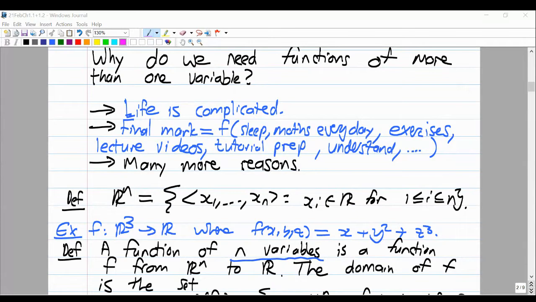If you've just joined, before we can do multivariable calculus, we've got to talk about multivariable functions. A multivariable function is a function of n variables. Typically, it's a function from R to the n to R, or a subset of R to the n to R. Here is an example: f with input x, y, z and output x plus y squared plus z cubed. That is an example of a function of three variables. But you can make your own examples, and you will see examples in the course notes.